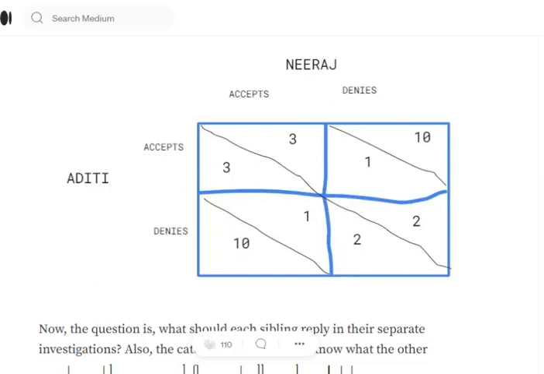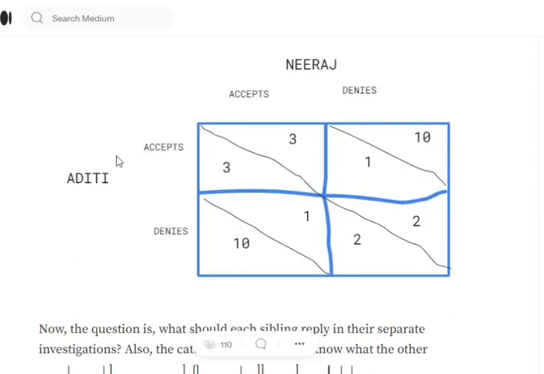If he remains at accept, and if Aditi changes from accept to denial, his position can improve. He gets 1 week as a punishment, but he can't go to 3. He can't go to 10, because that happens only if he denies. But if he's sticking to his particular strategy, he won't. His condition won't go worse.